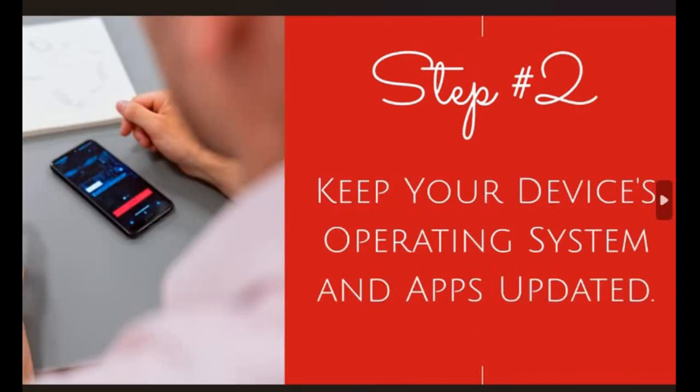So that's the first step. Step number two is to keep your device's operating system and apps updated. Even when we talk about laptops or desktop systems, it is very crucial to update all the applications and operating system regularly. The same goes for mobile devices. Regularly updating your device's software and apps is very important. Why? Because the updates often include security patches that address known vulnerabilities or known weaknesses in the mobile phone or tab or any mobile device. So it's very important to regularly update the software.